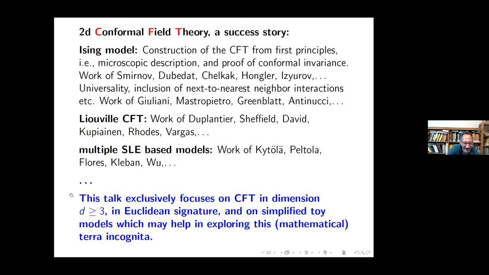But the talk here is about going in the direction of trying to understand conformal field theory in dimension at least three. So I will only talk in Euclidean signature, so in the context of Euclidean quantum field theory. After all, this is AQFP: analysis, quantum fields, and probability. So the probability setting is closer to that. And I will also then introduce these hierarchical models, which are simplified toy models where, I hope that we can gain some insights that help in the real case later. Question? No?